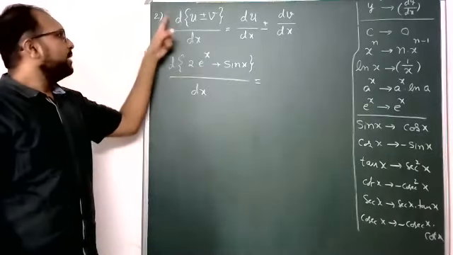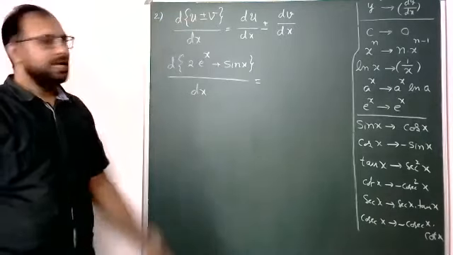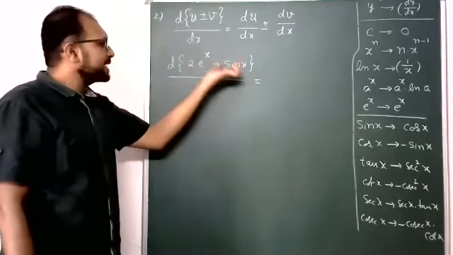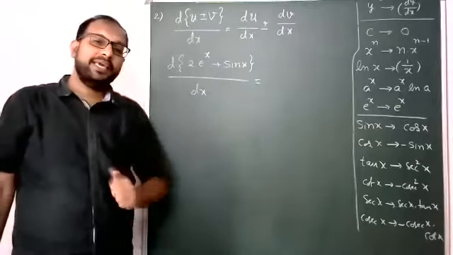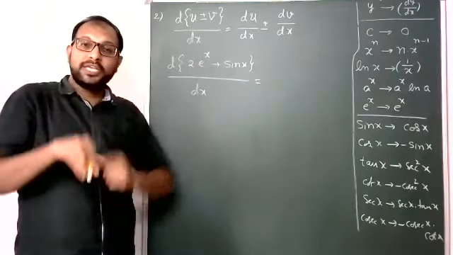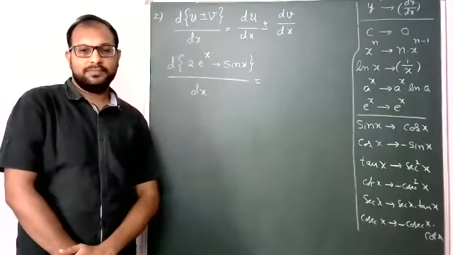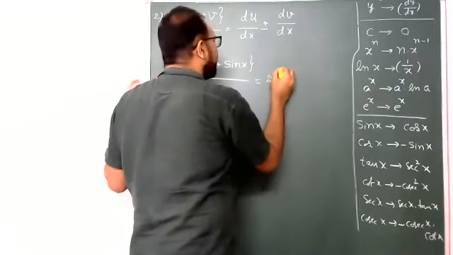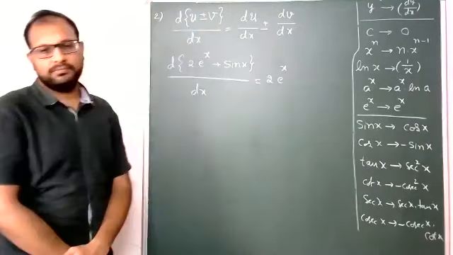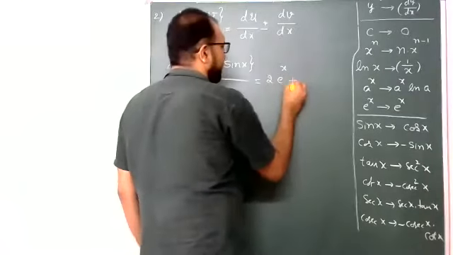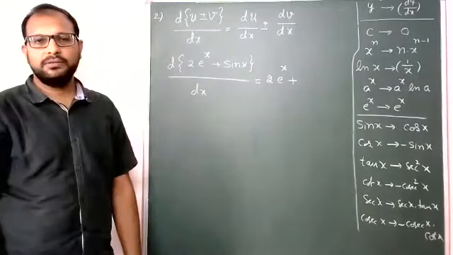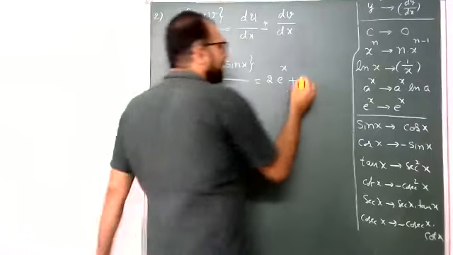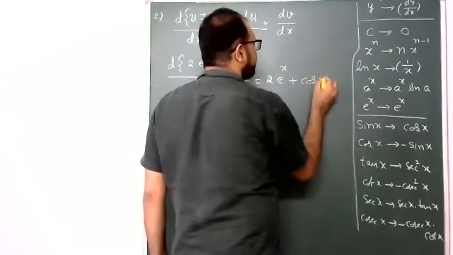Now the second rule is valid here. Plus means plus: the derivative of the first function first, next the derivative of the second function. But in the first function, I am also using rule number 1. So 2 into the derivative of e to the power of x, which is e to the power of x only, plus the derivative of sin x, which you already know is cos x. Students, remember, the derivative of sin x is cos x.